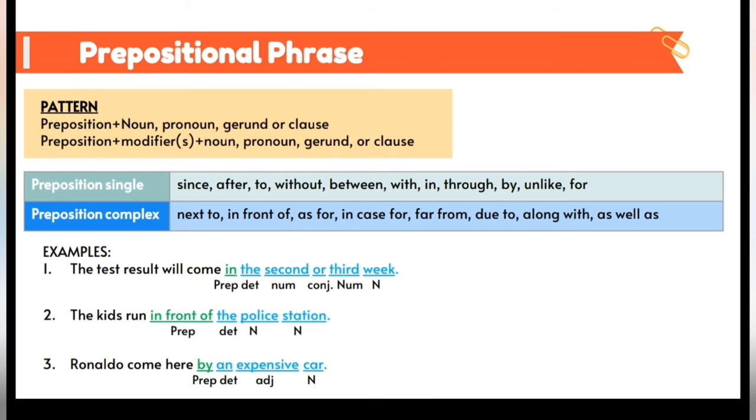Ronaldo come here by an expensive car. By is preposition and expensive car is noun phrase. Jadi di sini prepositional phrase is preposisi yang ditambah dengan noun phrase atau gerund atau clause.